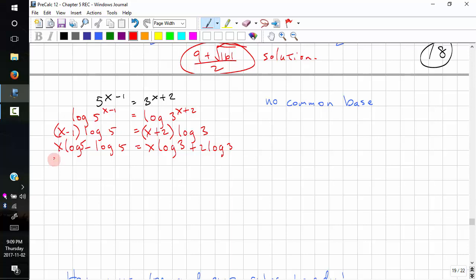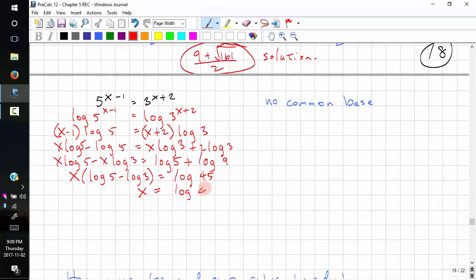Bring all the x's to one side. We have x log 5 minus x log 3. And we have log 5 plus. Bring the 2 inside. So that's 3 squared, that's 9. Factor out an x. Log 5 minus log 3 equals, this is addition. That means we multiply the parameters. That's log 45. And x equals log 45. This is subtraction, so that must mean it's division. So we're dividing by log 5 over 3. And that's our final answer.